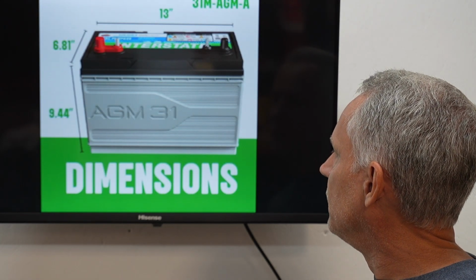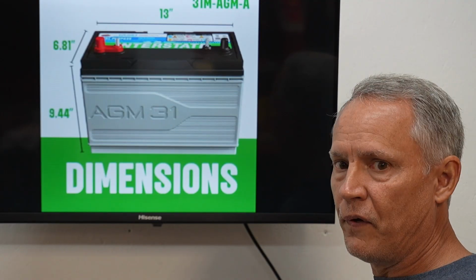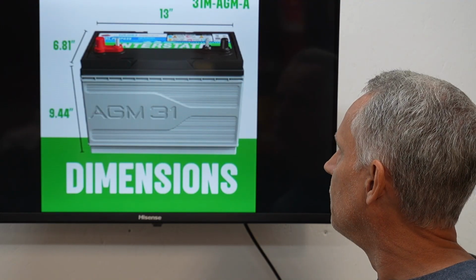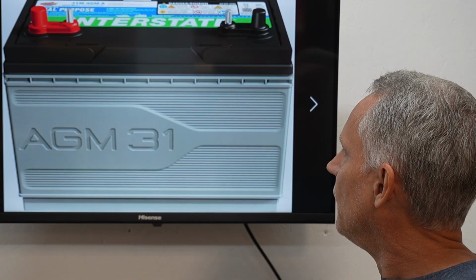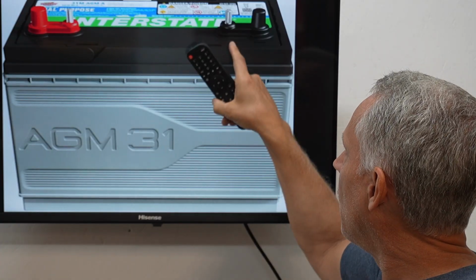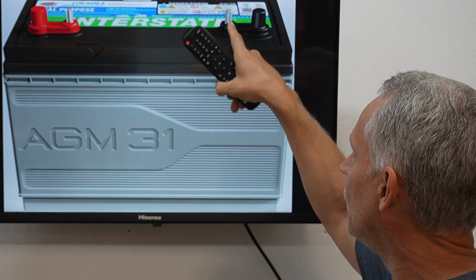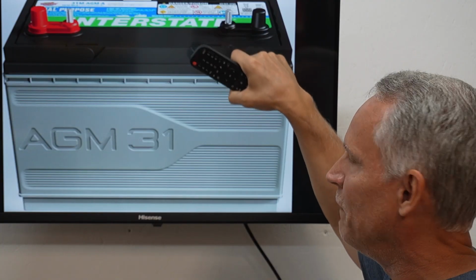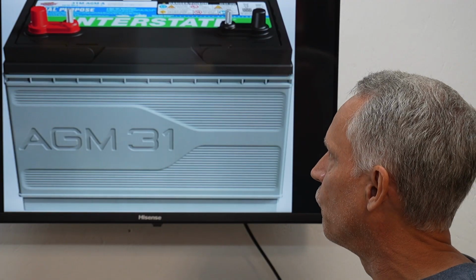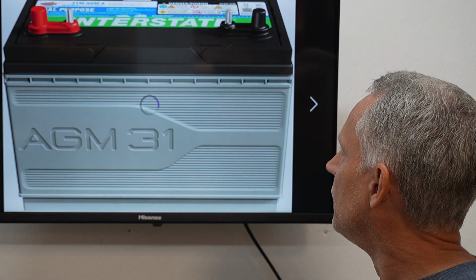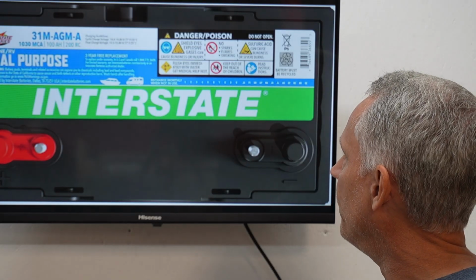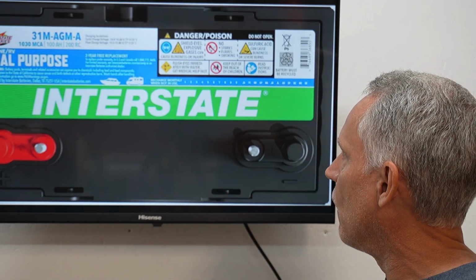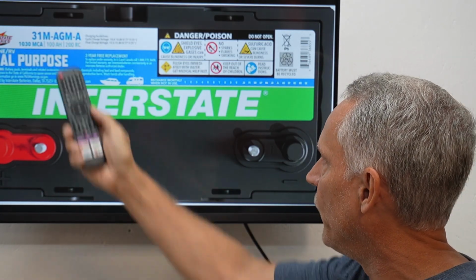Here's the Interstate. This is one of their dual purpose marine RV batteries. This is an AGM battery, right? And you'll see that you can tell a lot of times when it's dual purpose, it'll have terminals and posts, like let's say SAE post and 8 millimeter threaded post is very common. And here's a top view of it. A totally sealed SLA VRLA AGM dual purpose marine RV battery.